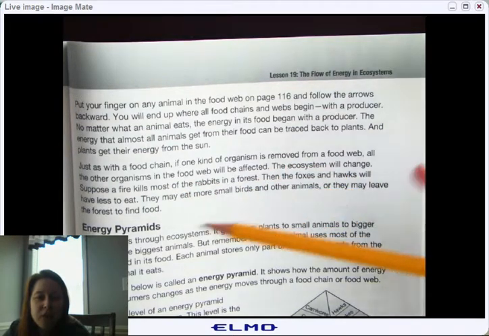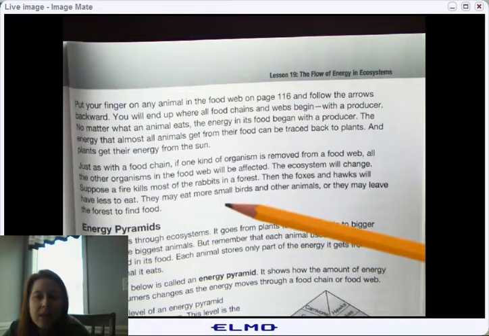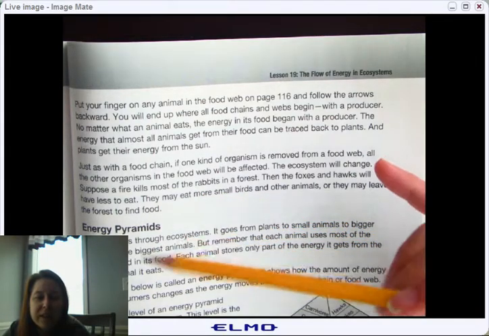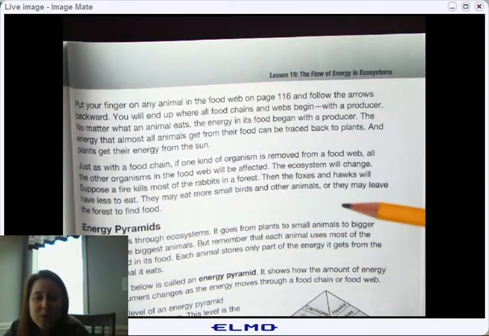The ecosystem will change. Suppose a fire kills most of the rabbits in a forest. Then the foxes and hawks will have less to eat. They may eat more small birds and other animals, or they may leave the forest to find food.